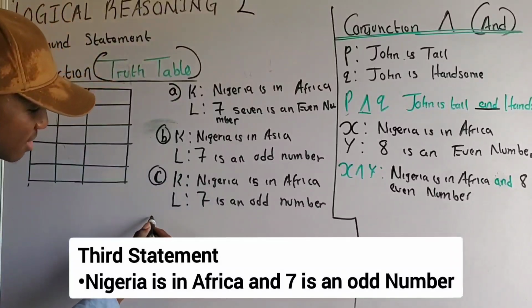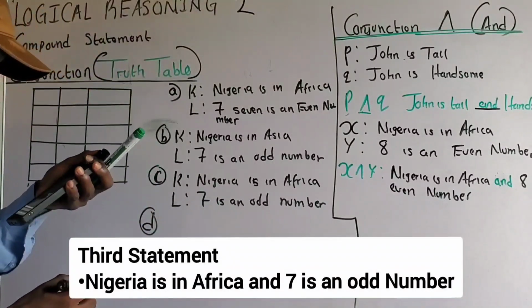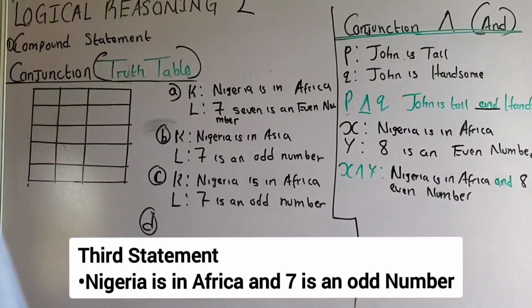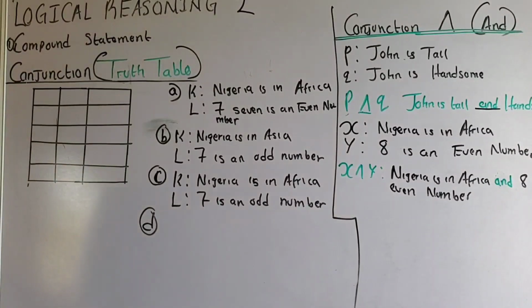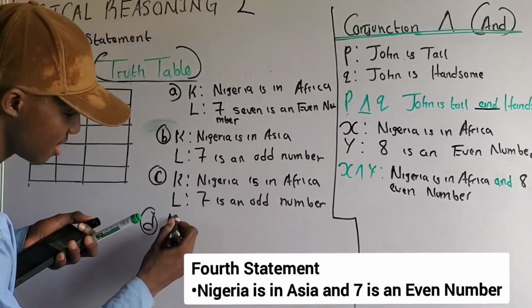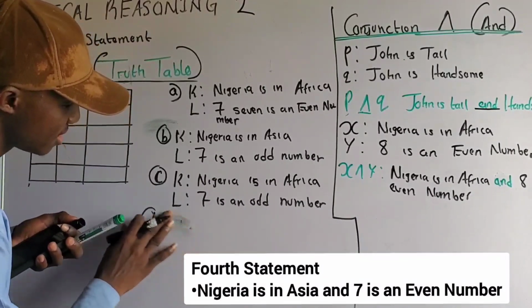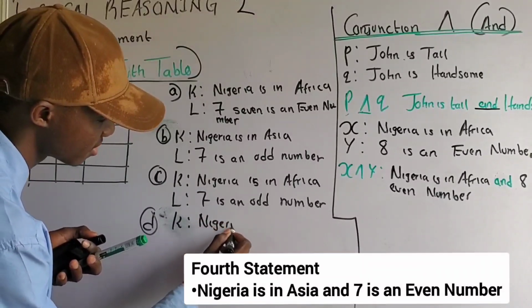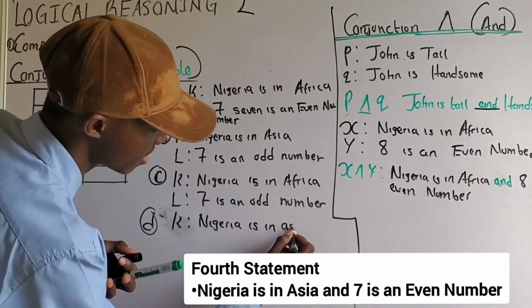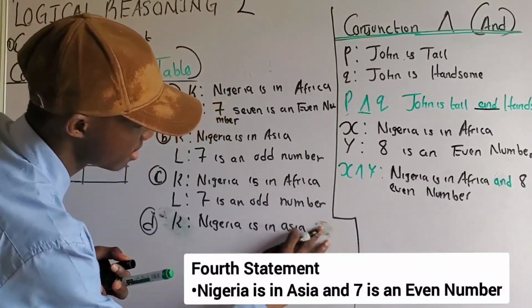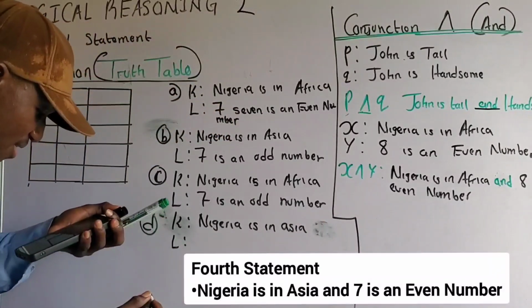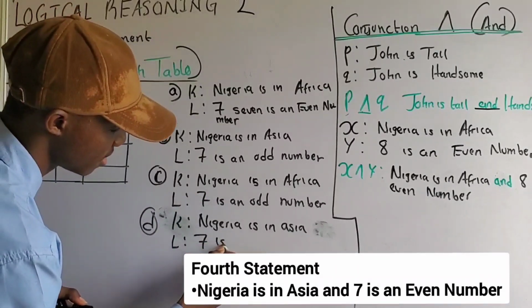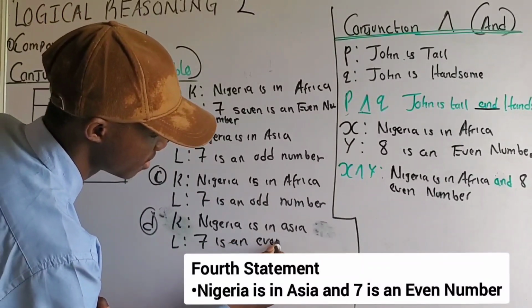Then let's look at the last statement, statement D: Nigeria is in Asia and 7 is an even number. K represents Nigeria is in Asia, and L represents 7 is an even number.